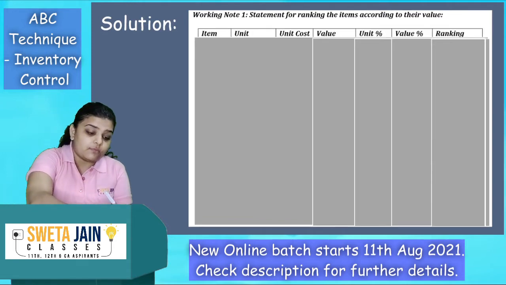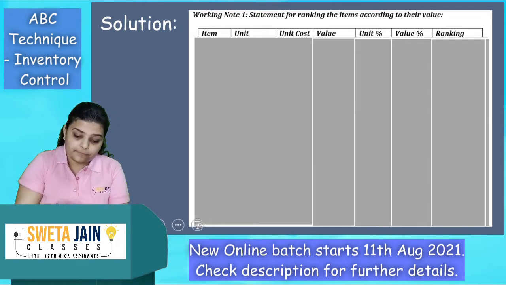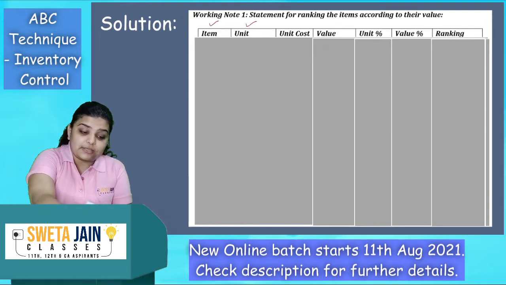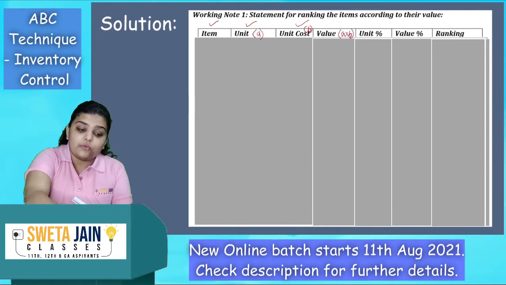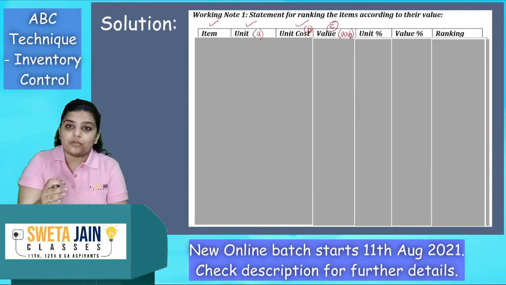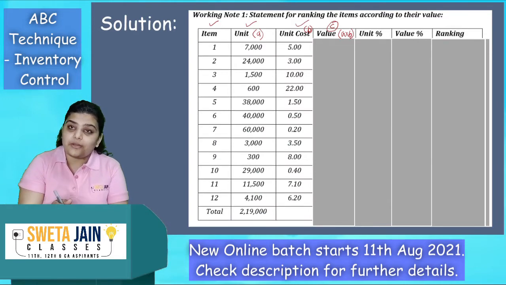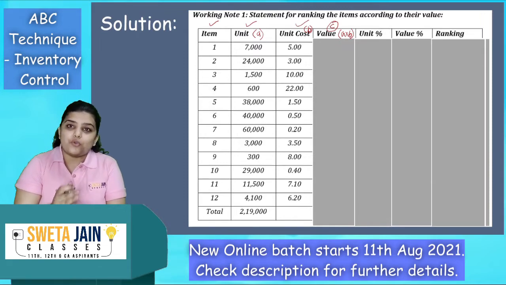We are going to have the column called item, the units which is given to us, unit cost. Now how do I get value? If I call this as A and I call this as B, A into B will give me the value, and I will call the value as C. So C is equal to A into B and I will get my value. Let us first finish this much. So I have the items in front of me, the units which I have taken from the question, and the unit cost.